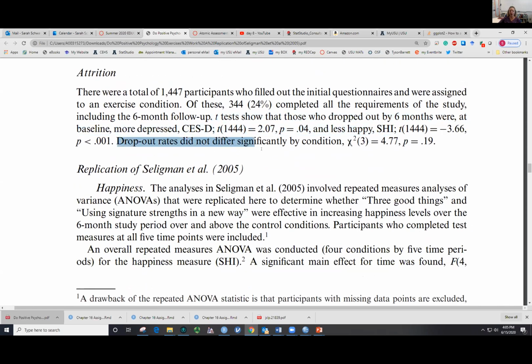They did say dropout rates were not significant by condition. This is a chi-squared test. This is what we're going to learn to do on Wednesday, our last thing we're going to learn to do. Notice they have a t-test. Did they put the t-test in here right?